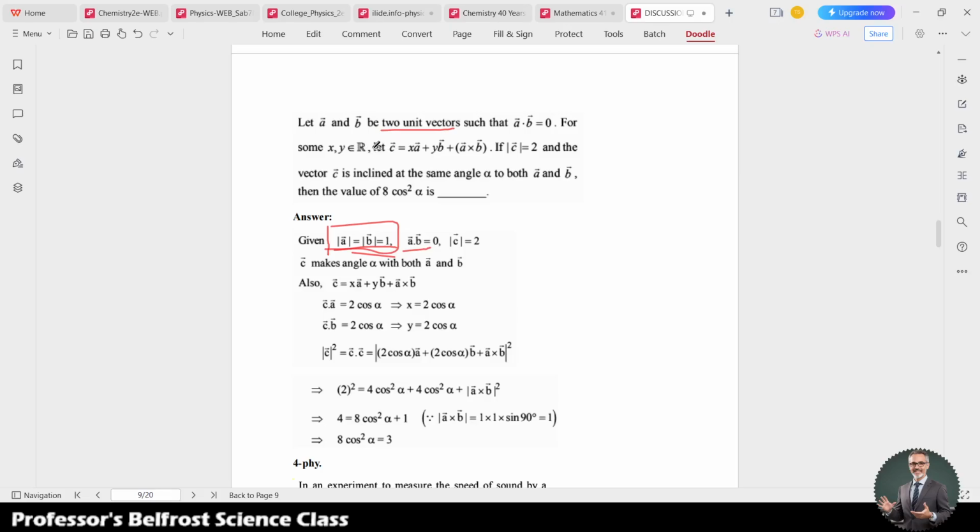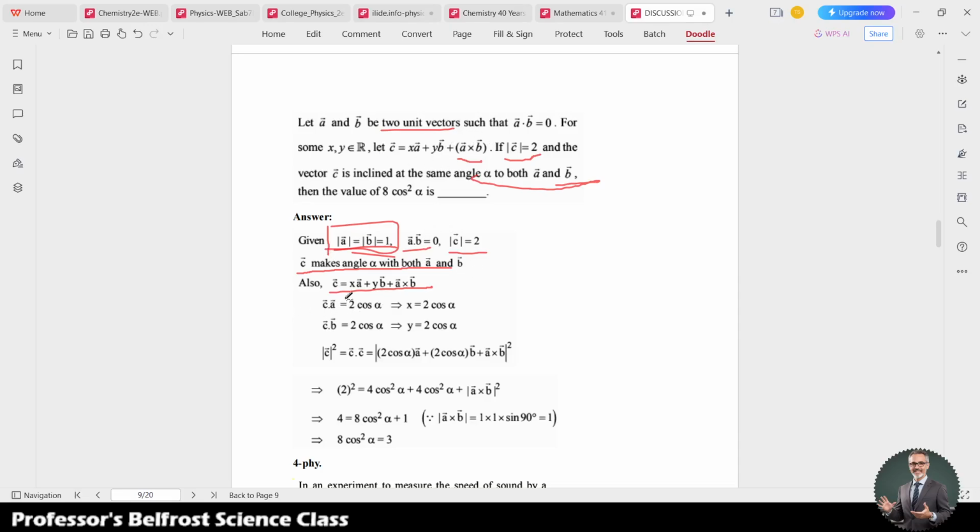x and y are elements of the real numbers, and c equals xa plus yb plus a cross b. This is a cross product. If the magnitude of c is 2, this is the third important piece of information, and the vector c is inclined at the same angle alpha to both a and b vectors, then the value of 8 cos square alpha is... So c makes an angle alpha with both a vector and b vector. This is the information that has been given.